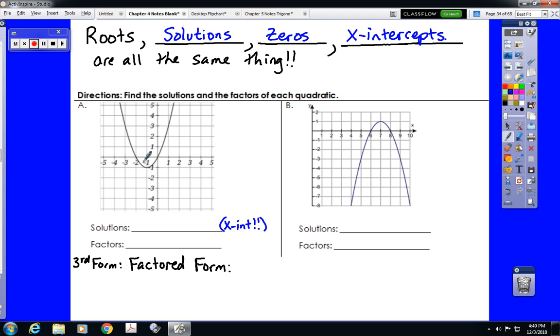So where does this graph cross the x-axis? It crosses it at x equals 0 and x equals -2. So that's how we would write our solutions. We would simply write the x-intercepts.